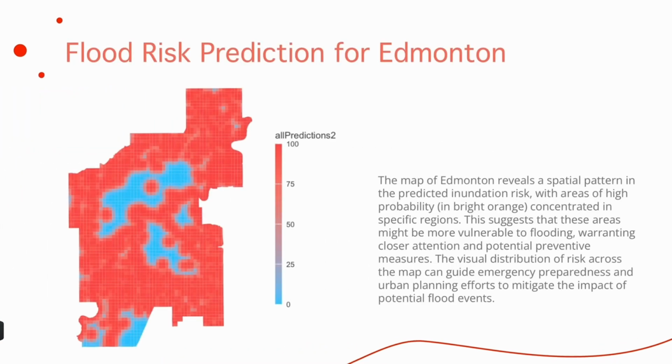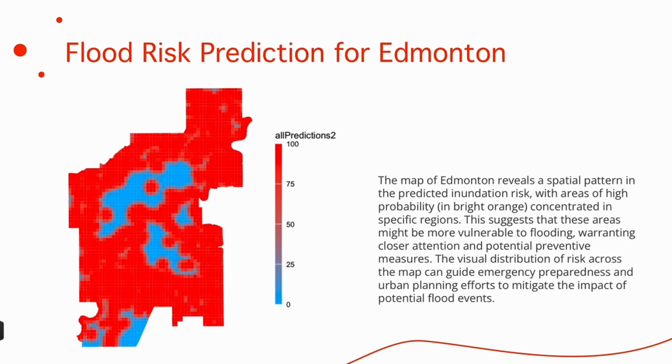Lastly, we expanded our predictive reach to Edmonton, employing the model under scenarios of increased rainfall. The resulting map pinpoints areas in vivid orange where flood risks are higher, emphasizing the need for focused flood mitigation efforts in these specific locales.